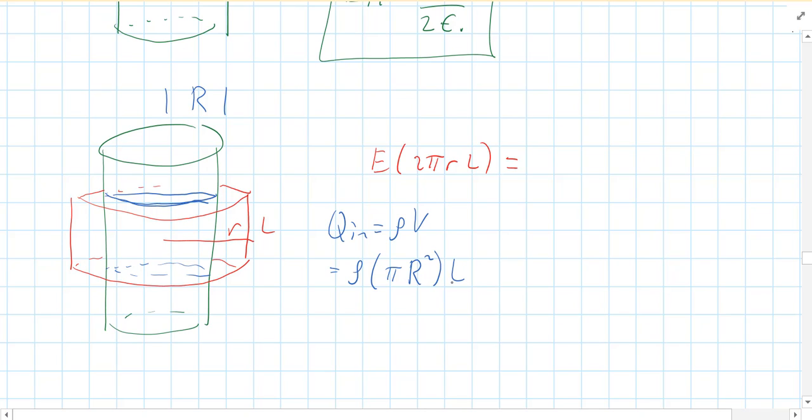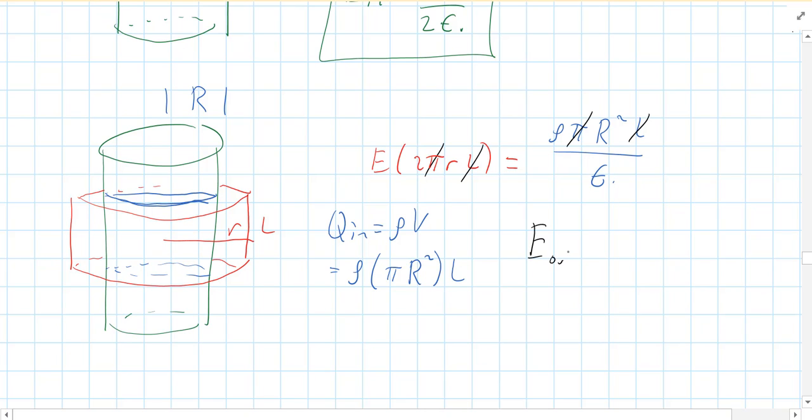Okay, so you got to be careful on which volume you use. How much charge did I actually capture? It's not the volume of the red cylinder, it's the volume of the charge that I've actually captured inside that red cylinder. So that's going to be our Q in here. So we got rho pi big R squared L over epsilon naught. And again, a couple things will cancel here. The pi cancels, the L cancels. It doesn't matter how high the garbage can I use is. And that's pretty much it.